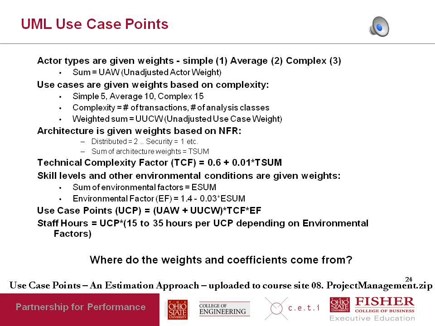So what was done was actors, use cases, the architecture, the technical complexity, skill levels, all were given a number. Then they were given weights, and then they were just plugged into a formula to come up with the estimate. In your project, I'm asking you to do an estimate based on use case points. I'm also asking you to do an estimate based on linear estimation, and I'm asking you to do them independently, so that you have two different people doing these two estimates, and then seeing how they compare.